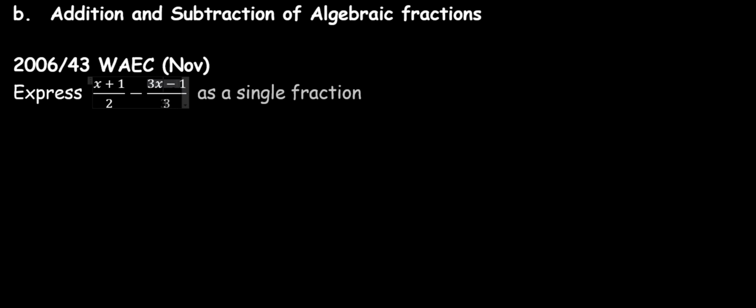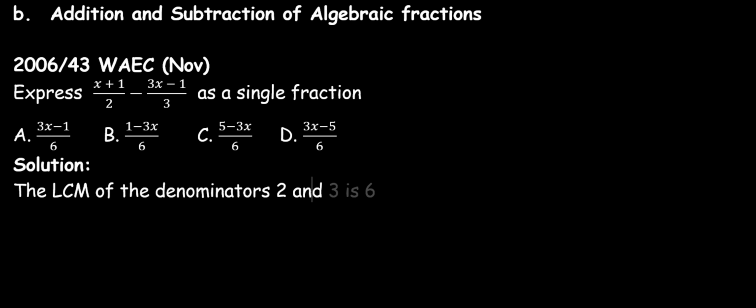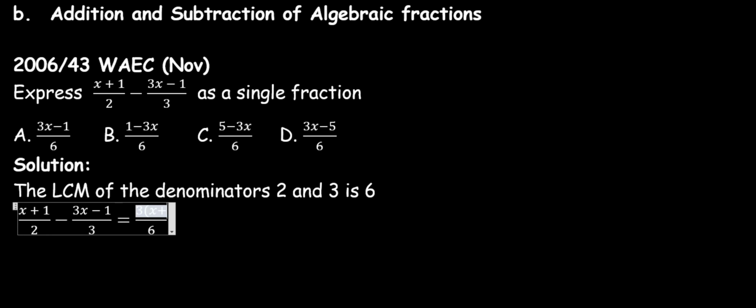Examples. Express x plus 1 divided by 2 minus 3x minus 1 divided by 3 as a single fraction. The options are given. Solution. The LCM of the denominators 2 and 3 is 6. Thus, our given problem can be expressed as: 2 divides 6 is 3. Then we use 3 to multiply the numerator, which is x plus 1.